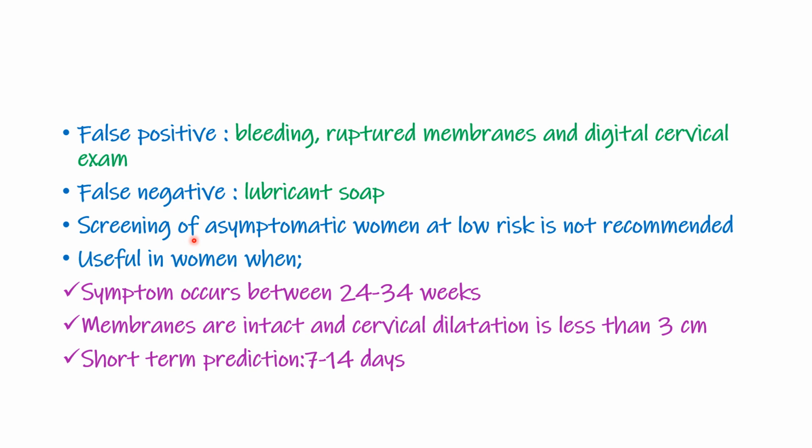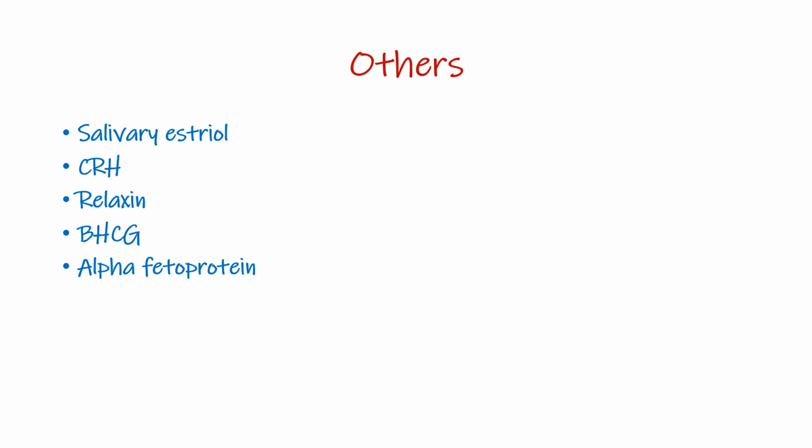Screening of asymptomatic women at low risk is usually not recommended. It is useful when symptoms occur between 24 to 34 weeks, which we said is after early gestation and before term, when membranes are intact and cervical dilatation is less than 3 centimeters, and when you want short-term prediction of 7 to 14 days. Other biomarkers include salivary estradiol, corticotropin-releasing hormone, relaxin, beta HCG, and alpha fetoprotein.